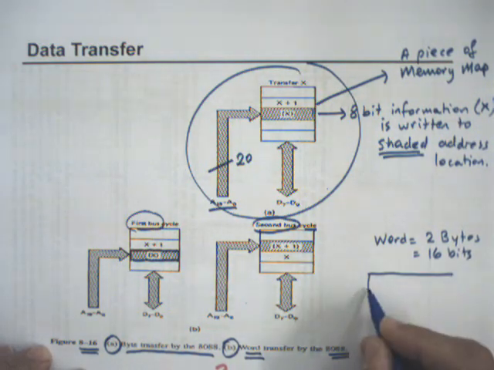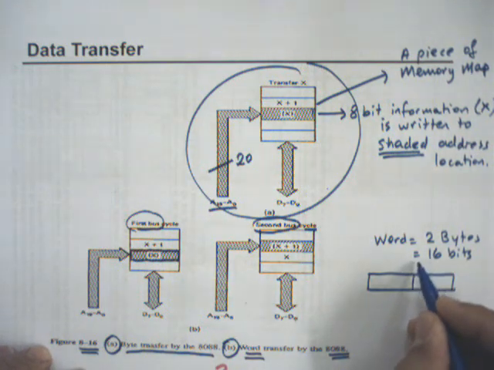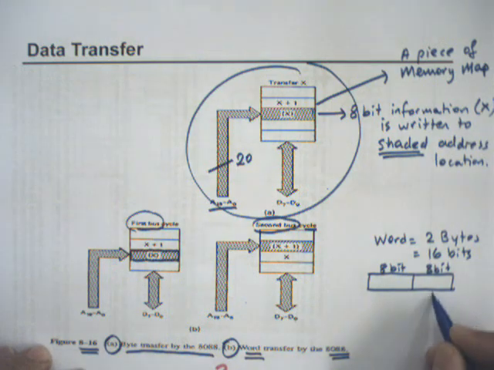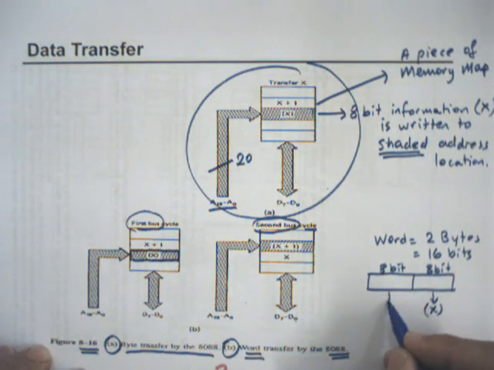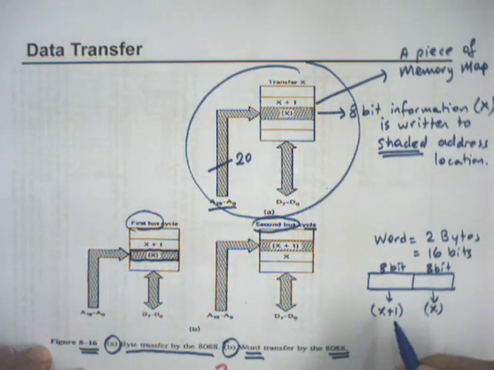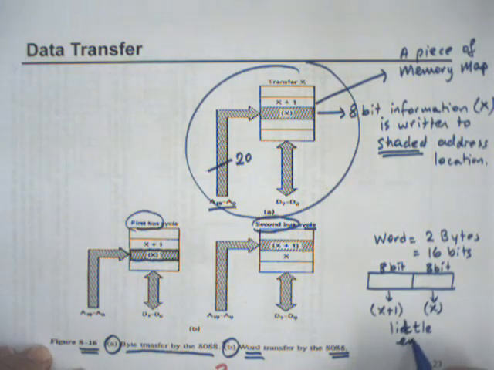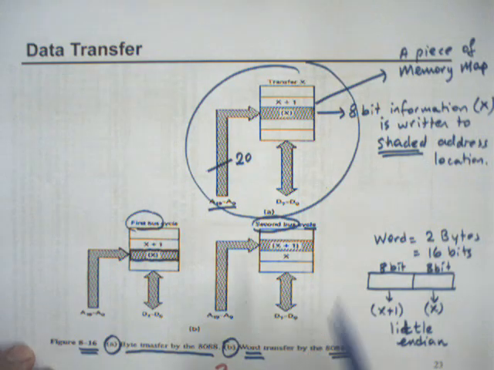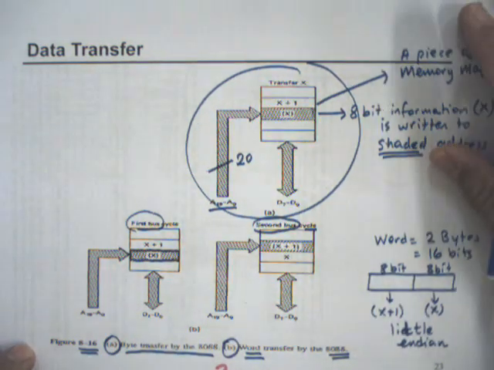So, which is 16 bits. So the 8-bit part is transferred to X. The other 8-bit part is transferred to the next address. Low byte to the low address, high byte to the high address, which is, as you know, little endian convention. So this figure represents byte or word transfer in 8-bit microprocessors. Slide 23.